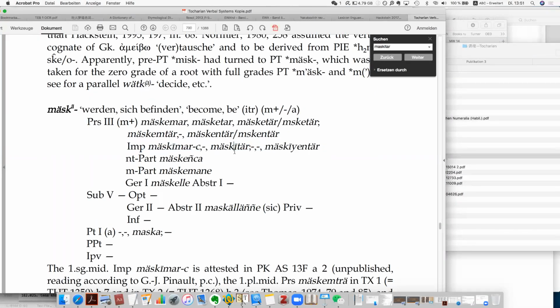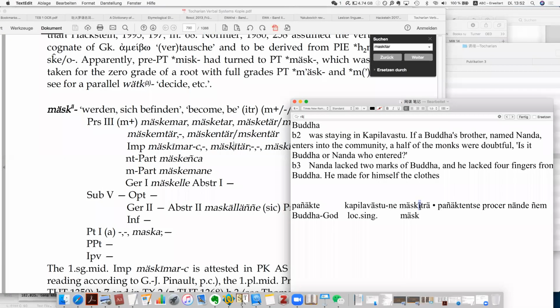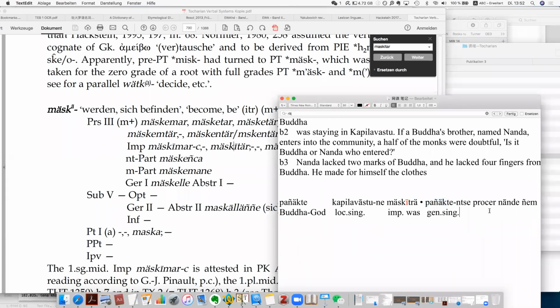Mosquito. So in imperfect, there's a special sign for imperfect. This E is a special sign for imperfect. So it is imperfect, was. So Buddha was in Kapilavastu. And then this is Panyagnense. So this is genitive singular of Buddha. And then this is Proche.